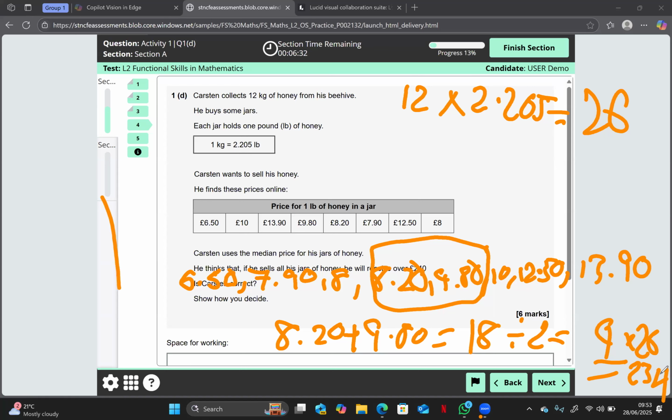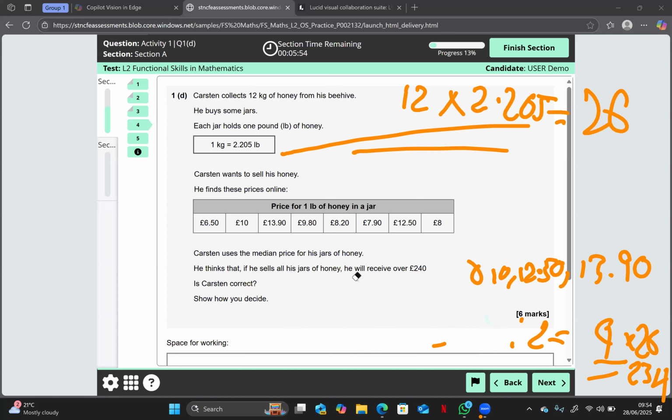So what we've done is we've converted it, and approximately it'll be 26. Obviously we can't do this with a calculator. We multiply it by the median price for each pound of honey in a jar. He will have 26 jars multiplied by £9 per jar, and we get 234, which is less than what he wanted.